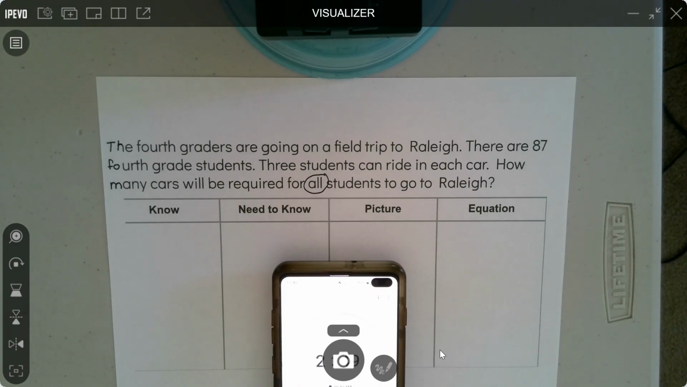The fourth graders are going on a field trip to Raleigh. There are 87 fourth grade students. 3 students can ride in each car. How many cars will be required for all students to go to Raleigh?